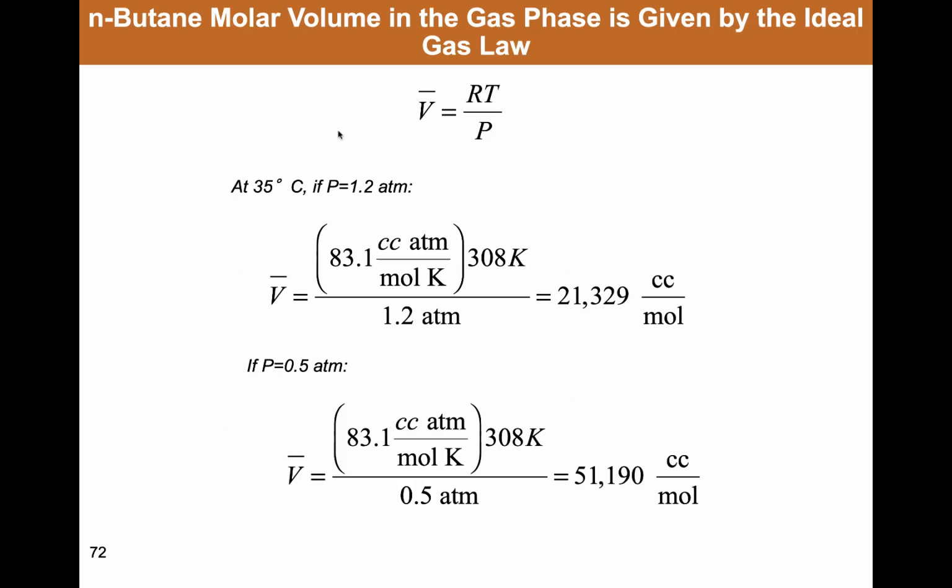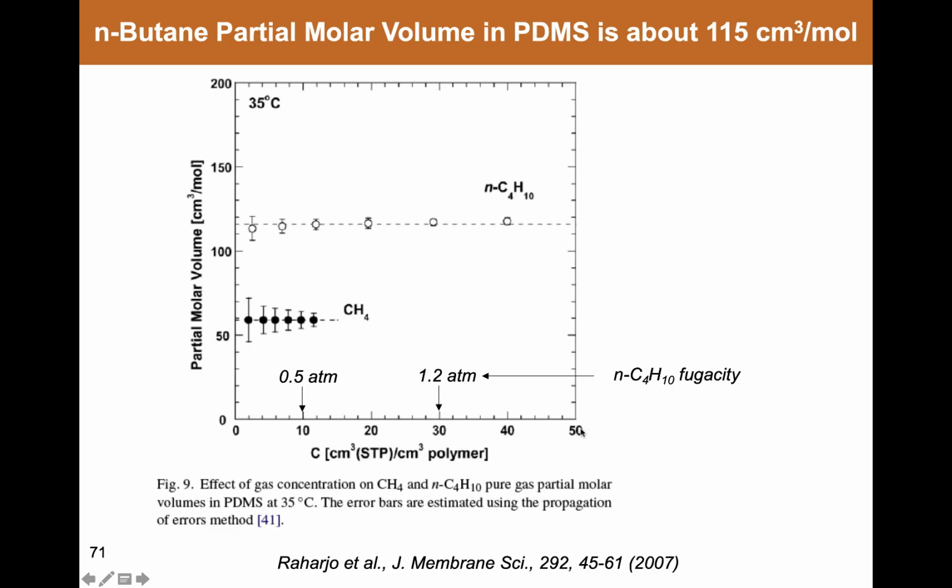What is the molar volume of butane in the gas phase? Now, at 35 degrees C, over this narrow pressure range, butane behaves more or less ideally. And so I just use the ideal gas law to calculate the molar volume of butane in the gas phase. Look at these numbers. At 1.2 atmospheres, near the upper end of the pressure range I showed you on the sorption data a moment ago, the molar volume is about 21,000 cc's per mole, and towards the lower range, it's on the order of 51,000 cc's per mole. Partial molar volume on the order of 120 cc's per mole.